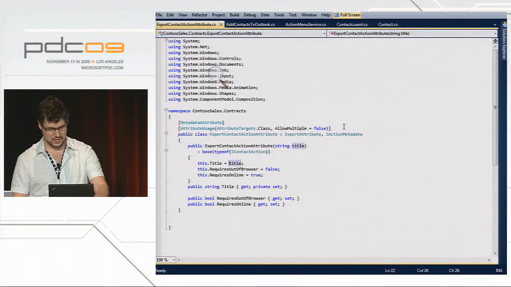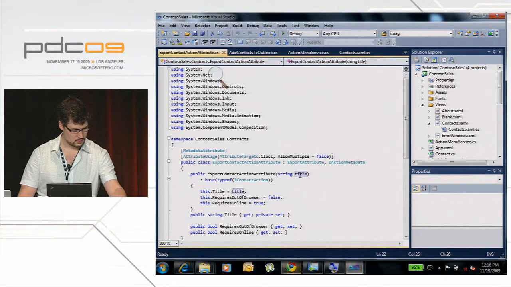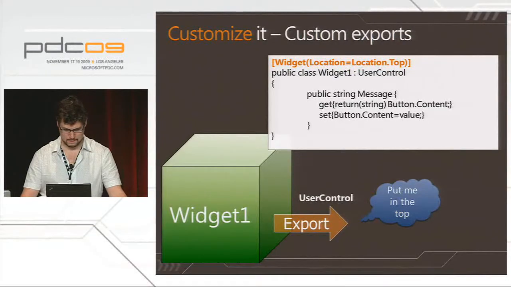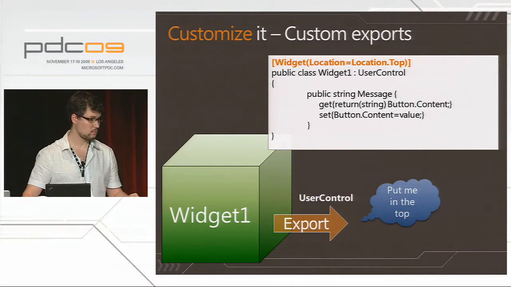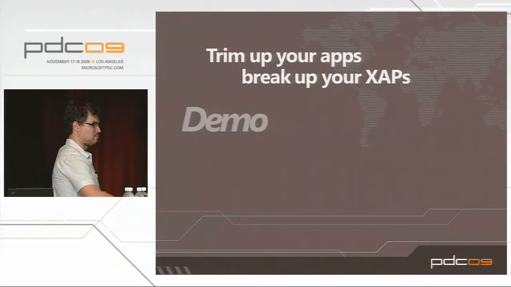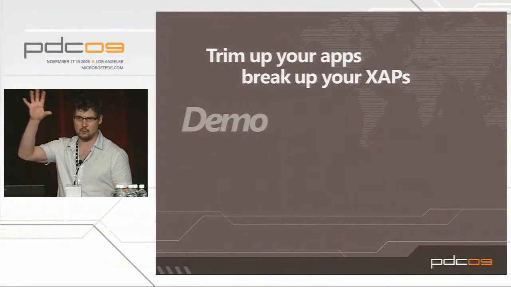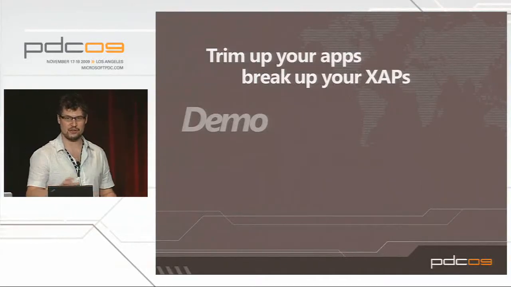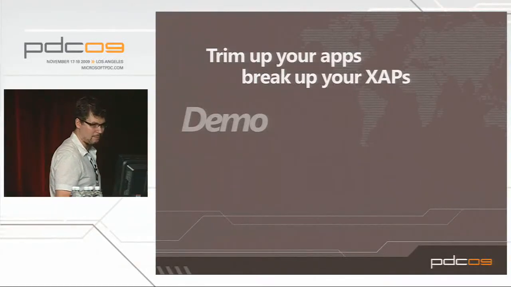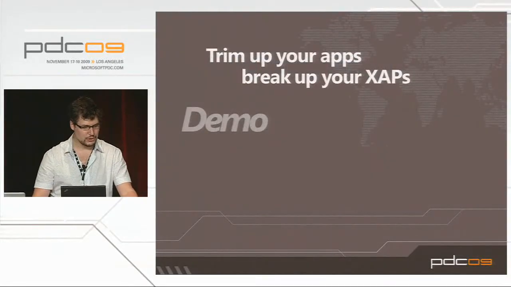Okay, we're running out of time here, and we've got a bunch of other stuff to show. So I want to just show you one quick other thing. Trim up your apps, break up your zaps. So what we saw here, this is that fat cat. We saw here that we had this single zap that had everything in it. We want to be able to break that up. So you can do that with MEF.